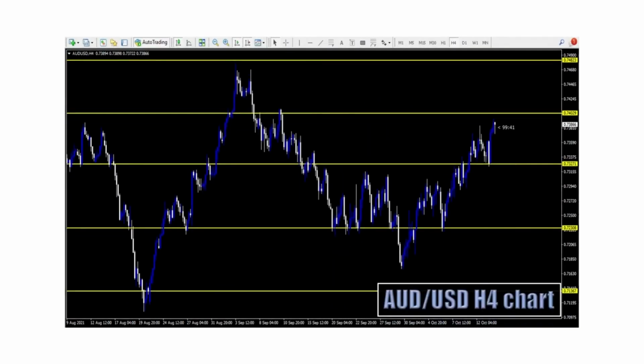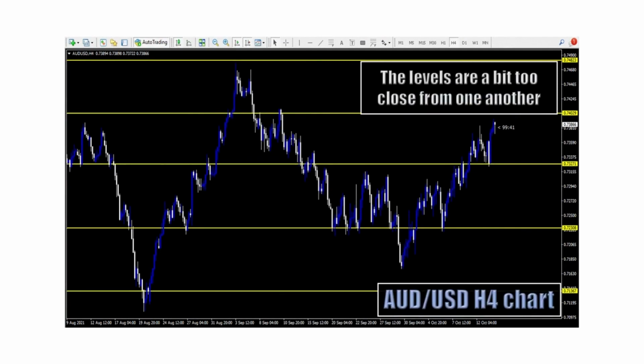Now let's move on to the 4-hour chart. As you can see, the levels are a bit too close from one another. The distance between each is very small.